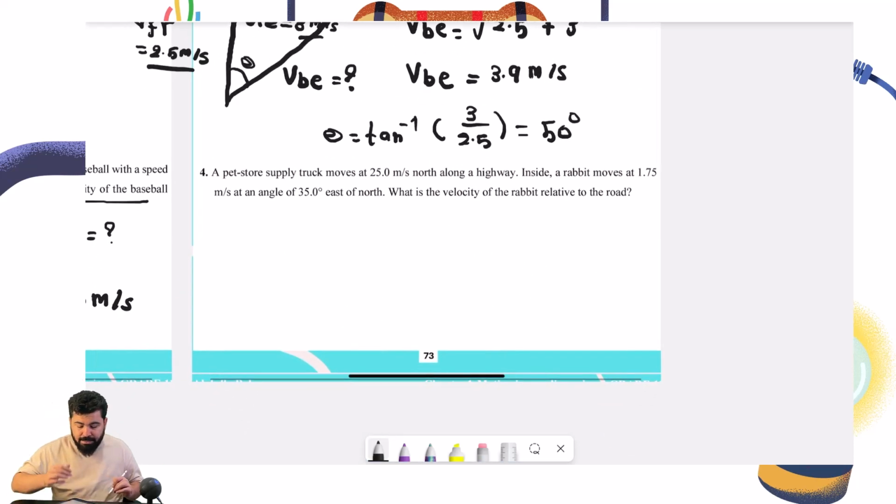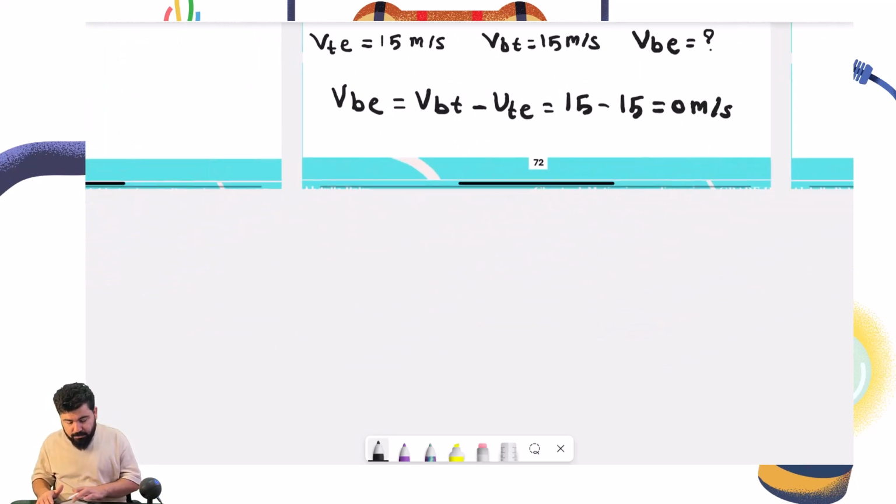Question 4, guys. You have a pet store supply truck that moves at 25 meters per second north along a highway. Inside, a rabbit moves at 1.75 meters per second at 35 degrees east of north. You have an angle, so just analyze this into two vectors and add it with the velocity of the truck and find it. And I don't think that question is really that important.